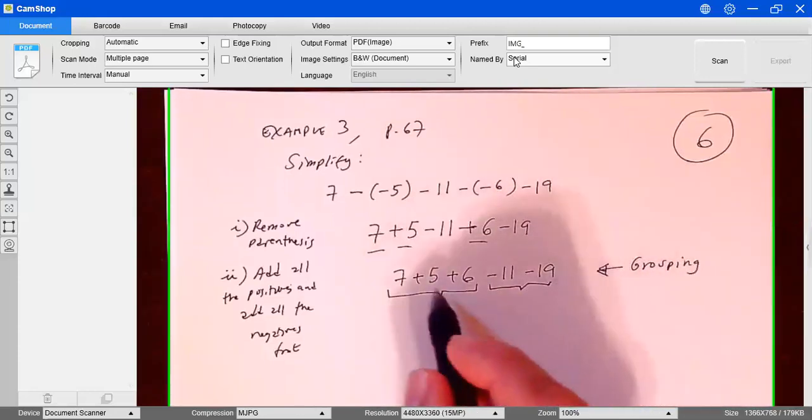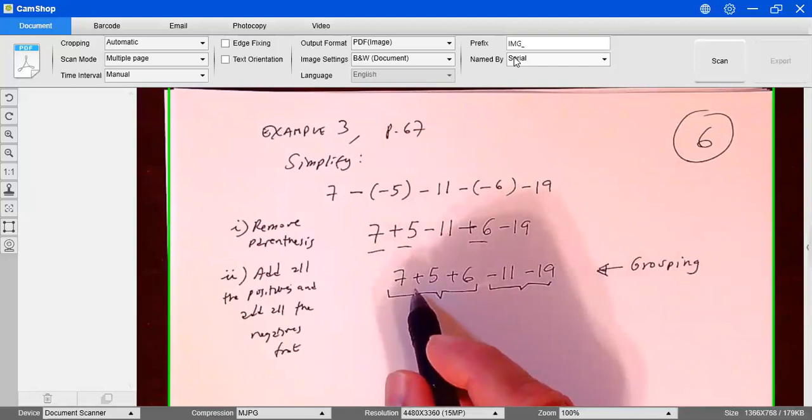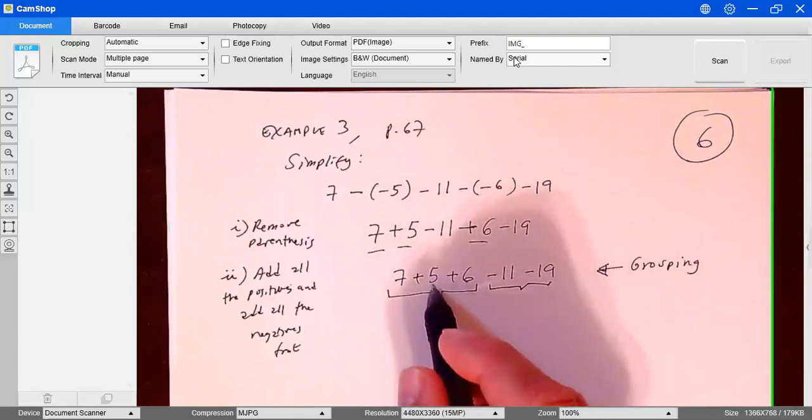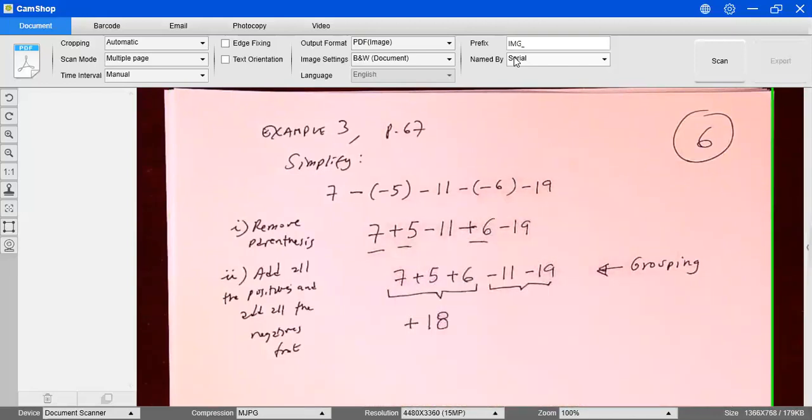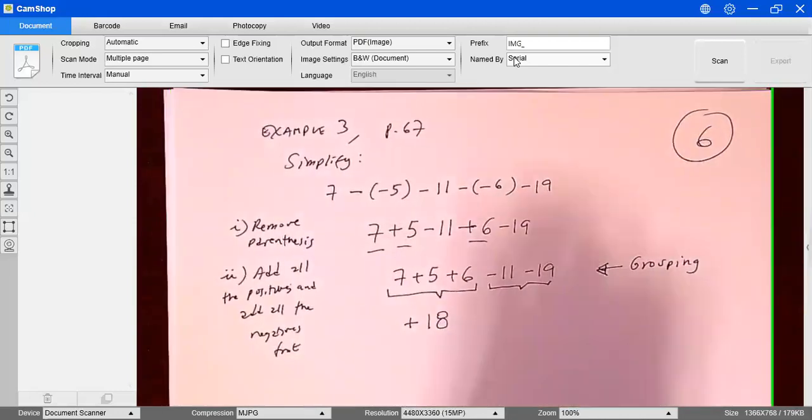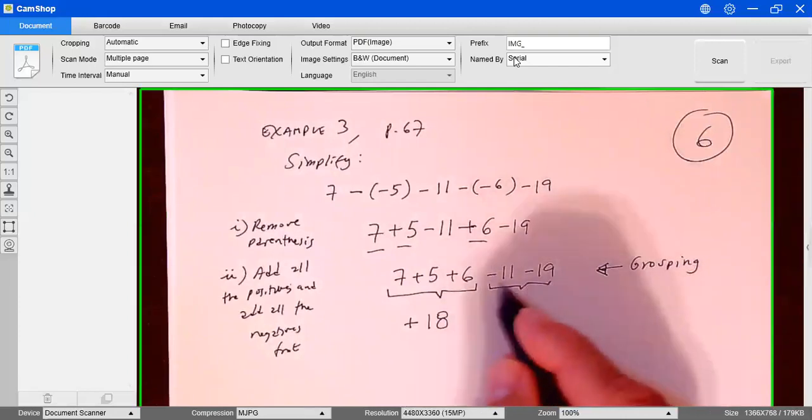So the addition of numbers with the same sign is just the normal addition. So 6 plus 5 is 11, plus 7 is 18, and you keep the sign that is common to all those numbers. So in this case, 18. And then you're gonna add the negatives.